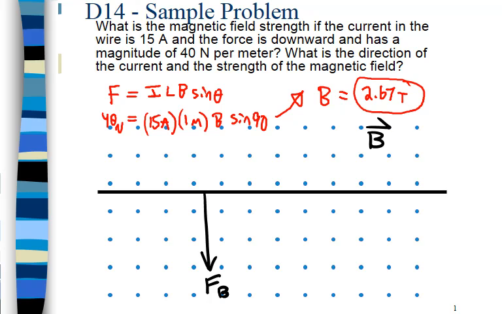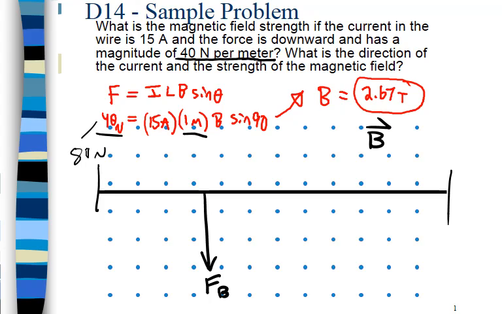Okay, so the strength of the field is 2.67 Tesla. And the way that we can do this, it says that the force is 40 newtons per meter. So we could just consider a meter. Let's say this is a meter long, right? There would be 40 newtons on that. So that's what we could use for the length, and that's what we could use for the force. If it was 2 meters, we would have 80 newtons.